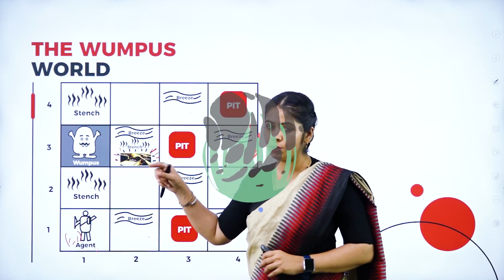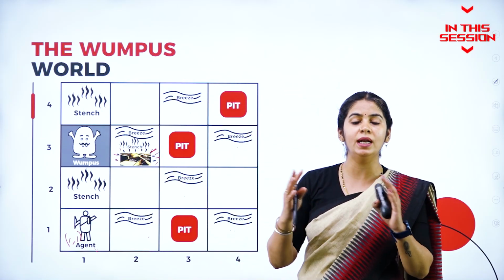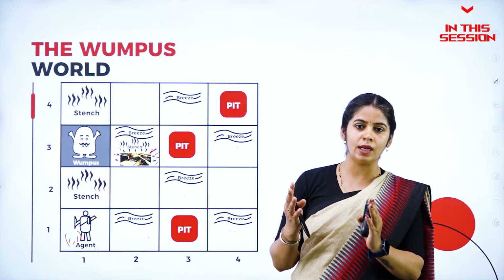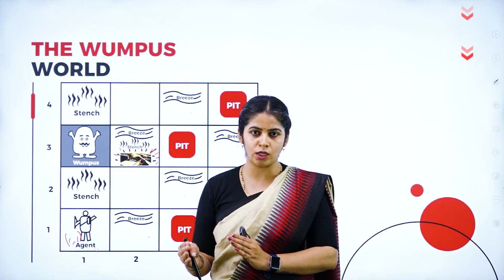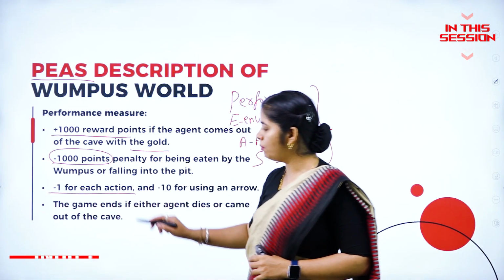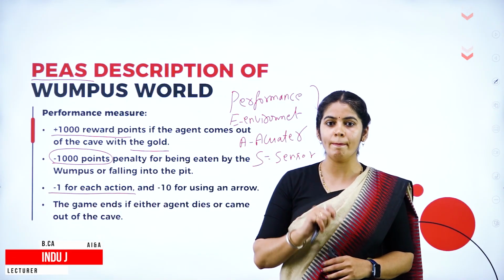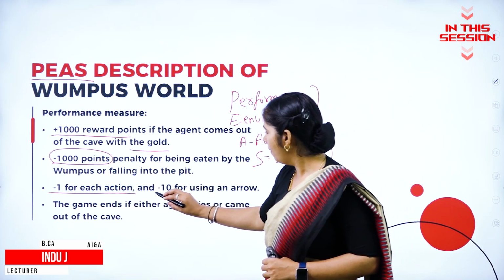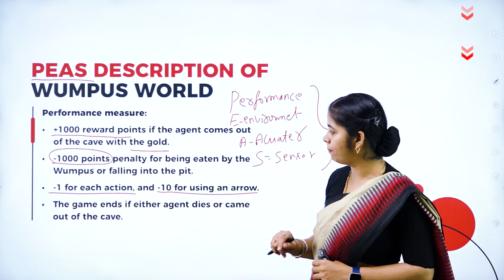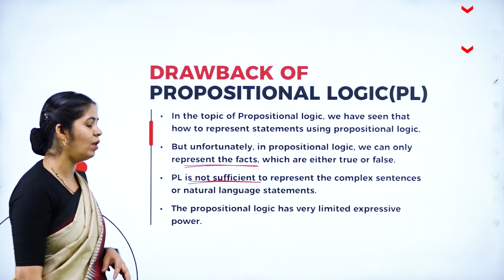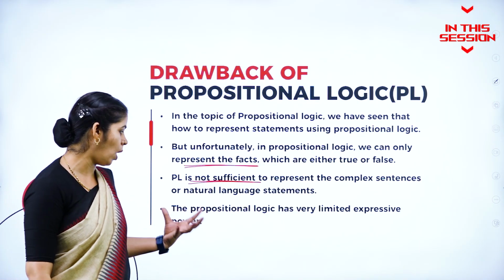Wherever the gold is present, you will find the glitter near that particular room. This is the knowledge that we are providing to the agent. For each action, he will be reducing the value by -1, and -10 for using the arrow to kill the vampires. This propositional logic has very limited expressive power.